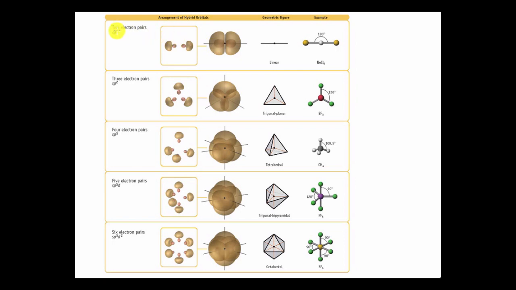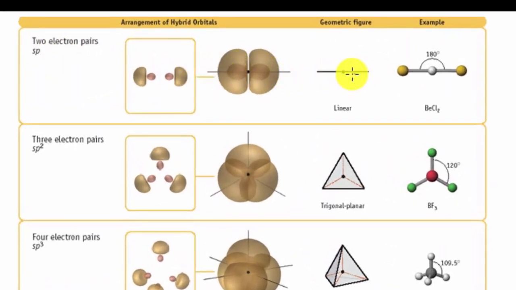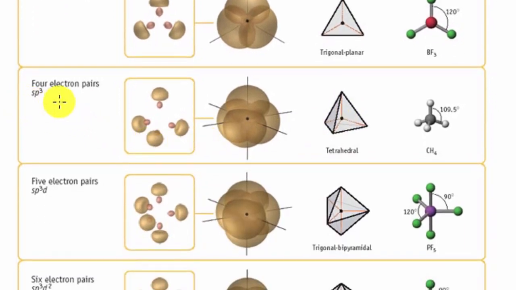Alright, so I've got a chart here that kind of summarizes these for you. If we look here, we've got our 2 electron pairs, that would be sp, and that would be our linear shape. Okay. Now for our trigonal planar structure, we have sp2 hybridization. So anything with this trigonal planar structure is going to have sp2 hybridized orbitals. Okay. Anything with a tetrahedral structure is going to be sp3 hybridized orbitals, because it's going to have 1, 2, 3, 4 areas around it.